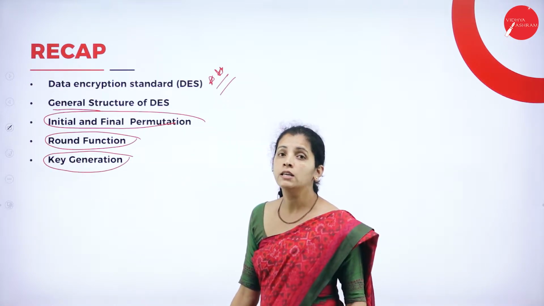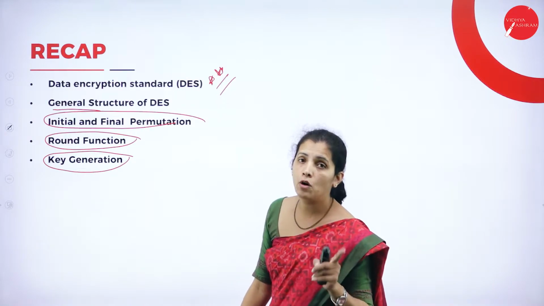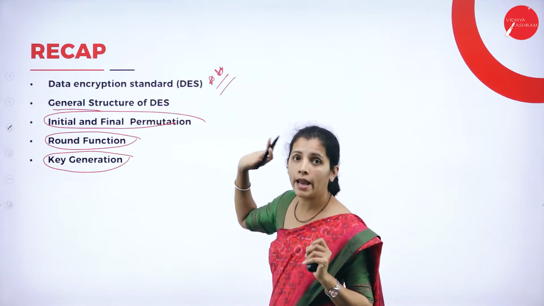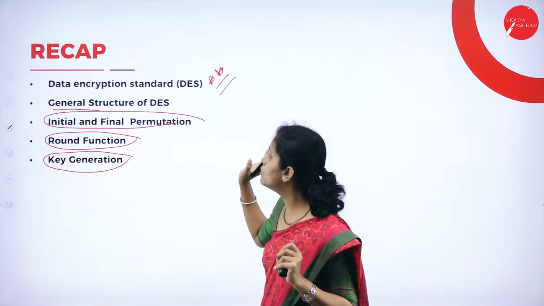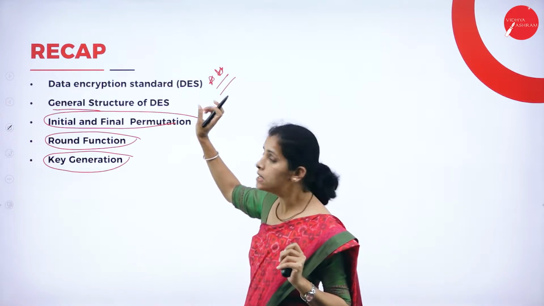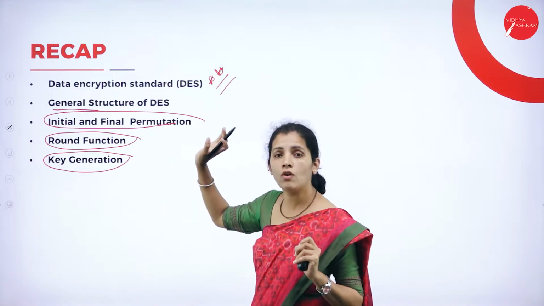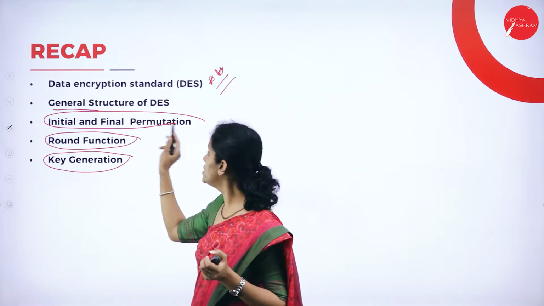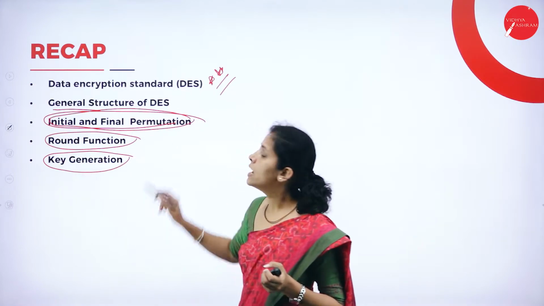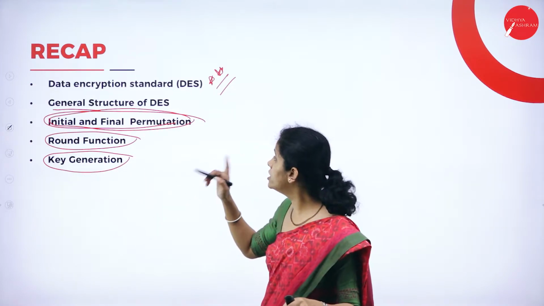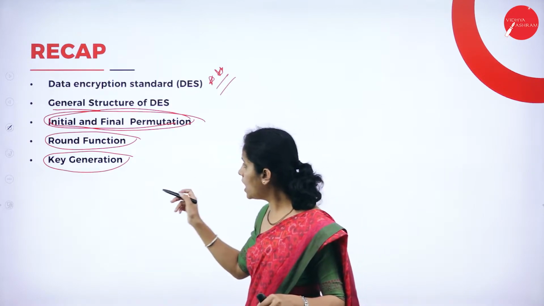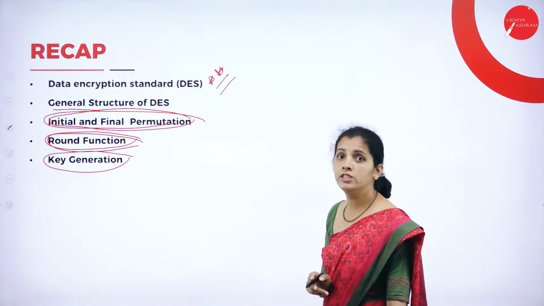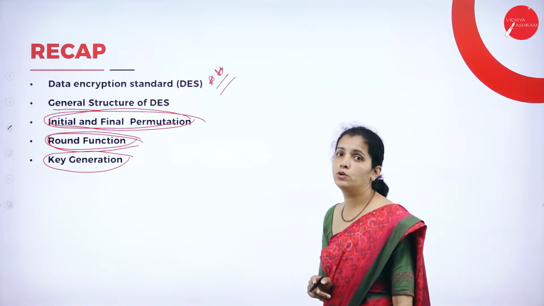So dear student, this is only for 7 or 8 marks. If you get the question for 7 or 8 marks, in that situation you define what is DES, then write the general structure of DES. Along with that, write what is initial and final permutation and what are the steps that come under initial and final permutation. Along with that, how to perform the round function and key generation, so that you can get full marks.